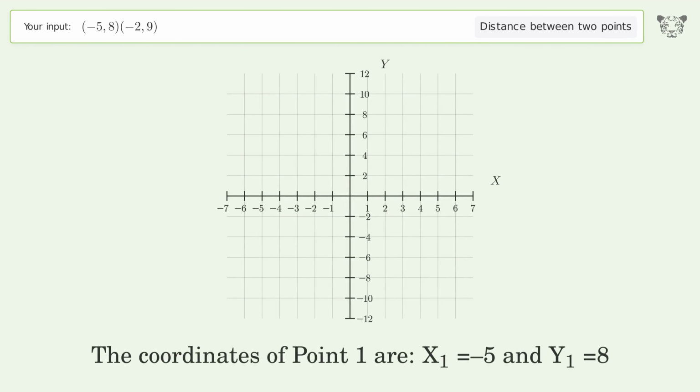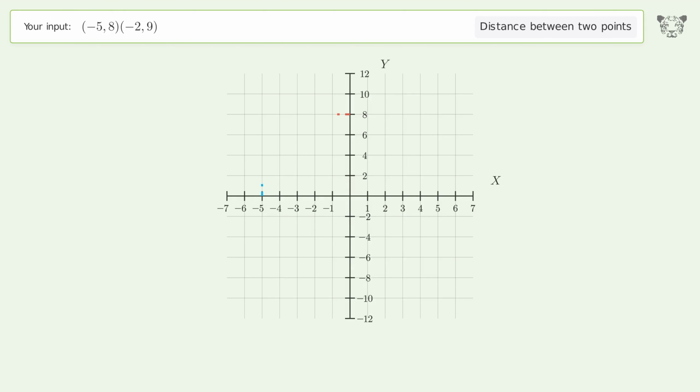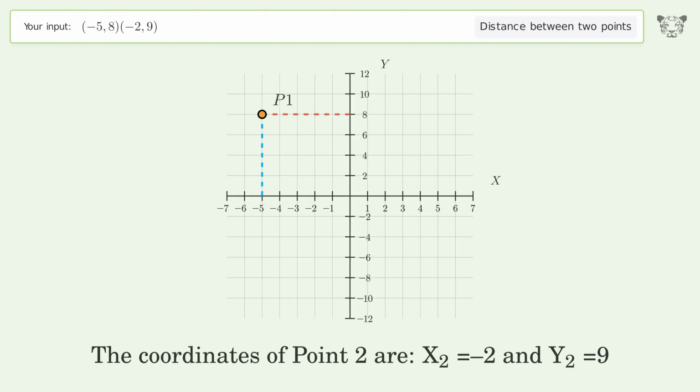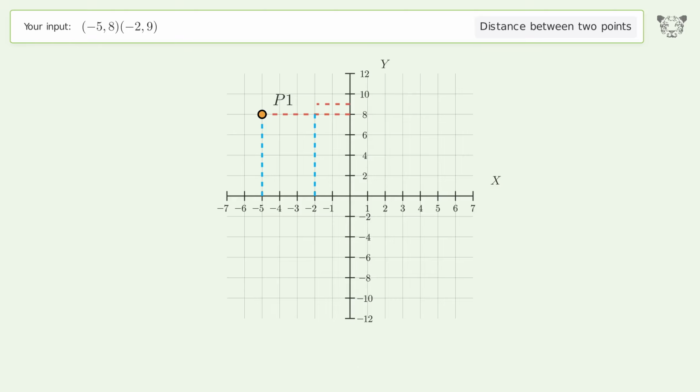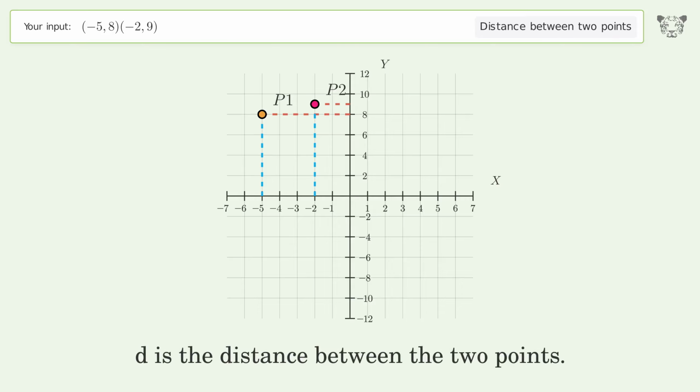The coordinates of point 1 are x1 equals -5 and y1 equals 8. The coordinates of point 2 are x2 equals -2 and y2 equals 9. D is the distance between the 2 points.